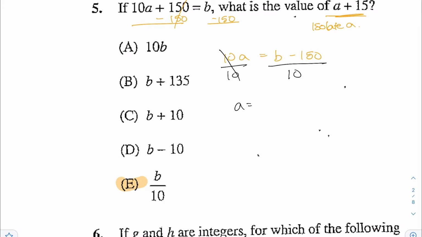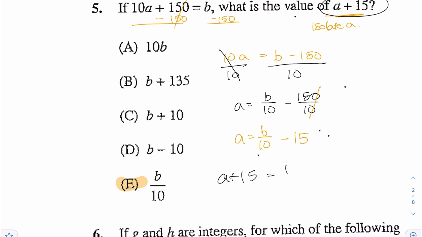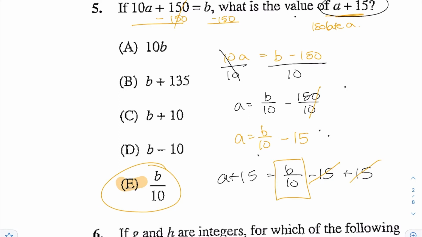Or you can also split this up into 2 separate fractions because there is a common denominator of 10. So if you do that, the zeros will cancel out, and that will actually give you a is b over 10 minus 15. And now you just want to do a plus 15. So you would add 15 on both sides. And of course, if you minus 15 and then add 15, those constants cancel out. And you just get a plus 15 is equal to b over 10, which is choice E. The other way to do this is I can just substitute in a random number for a and b and then just solve.